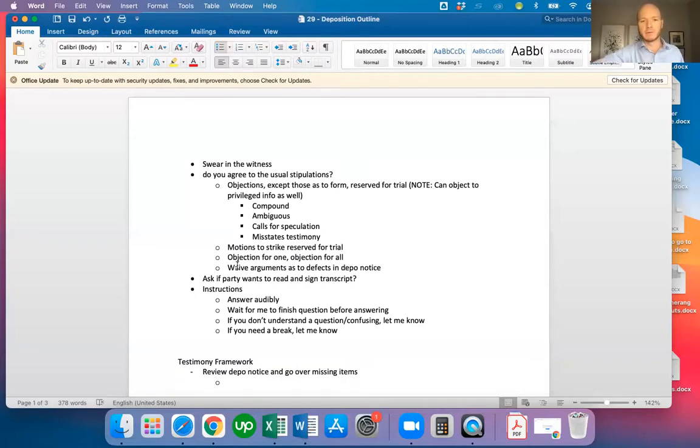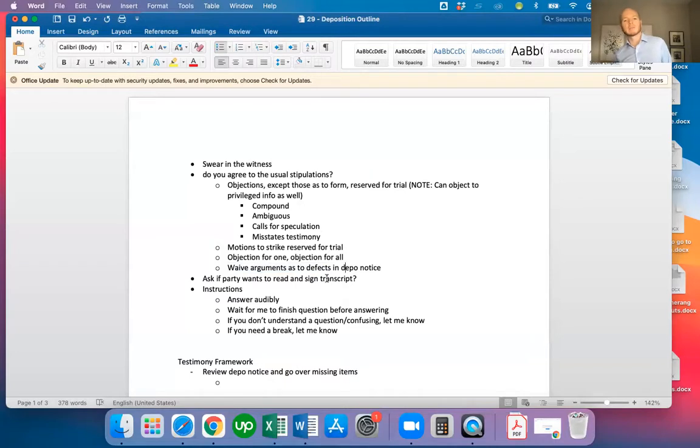And then the other stipulation is that you waive arguments as to defects in the deposition notice. So those are the usual stipulations. Then the court reporter is usually going to ask the party, or the lawyer who represents the party whose deposition is being taken, if they want to read and sign the transcript.